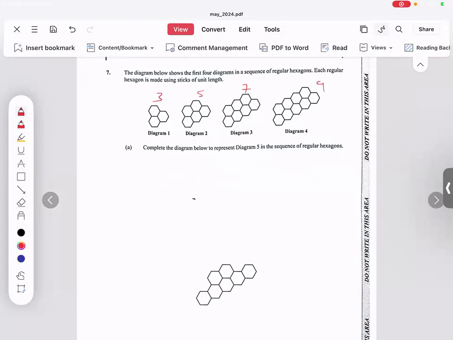Notice that the first diagram has 1 hexagon at the top, then 2, then 3, then 4. So the next diagram has what now? 5 at the top.